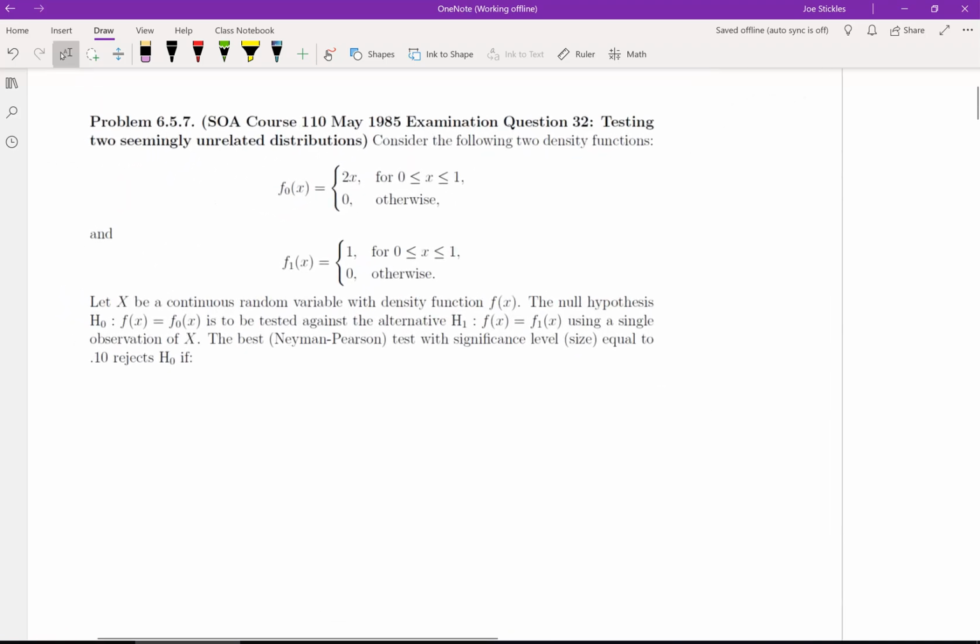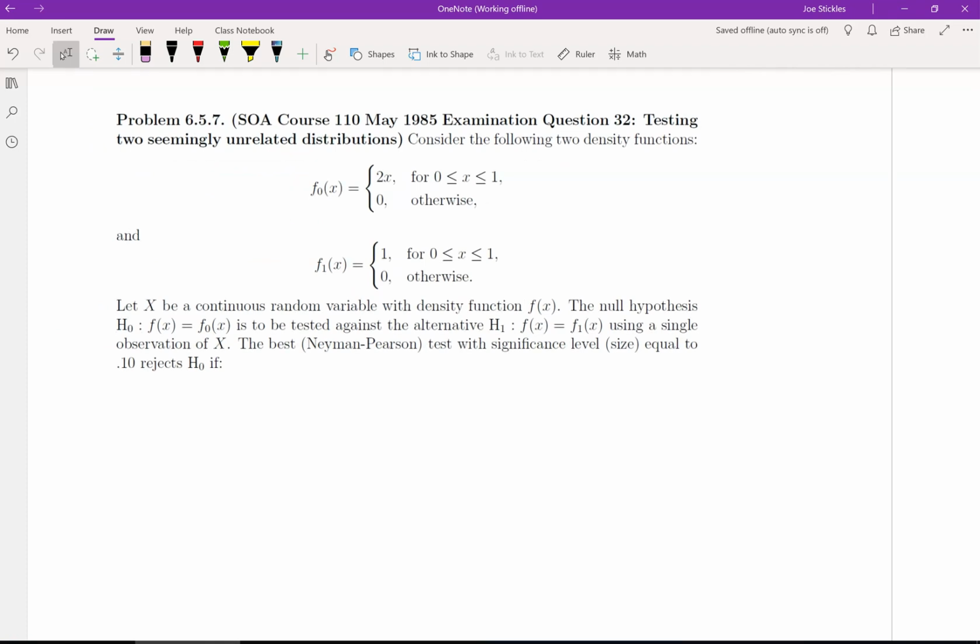So let's see if we can do this by a few examples, several examples in fact. Let's say we have two density functions. This is a little bit different than what it was talking about in the video, but it's the same kind of concept. We're going to test whether a random variable's density function is the first one or the second one. Instead of a large random sample, we're going to do just a single observation, and see whether we can come up with the best critical region for this particular hypothesis test.